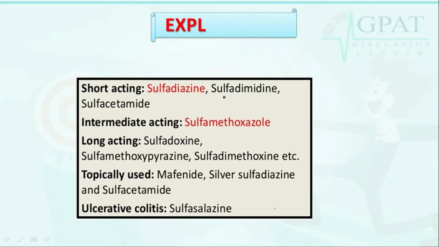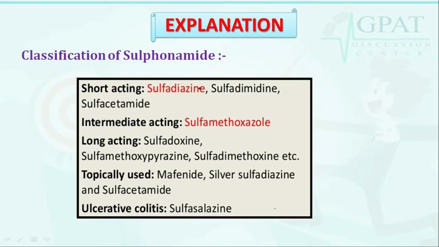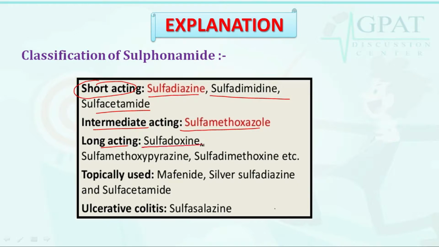Here we have the classification of sulfonamides. There are 4 classes. Short acting are sulfadiazine, sulfamidine and sulfacetamide; intermediate acting is sulfamethoxazole; and long acting are sulfadoxine, sulfamethoxypyrazine, sulfadimethoxine, etc. Topical ones used are mafenide, silver sulfadiazine and sulfacetamide. For ulcerative colitis, sulfasalazine is used. So this is all about this question, students. Just try to note down this classification.